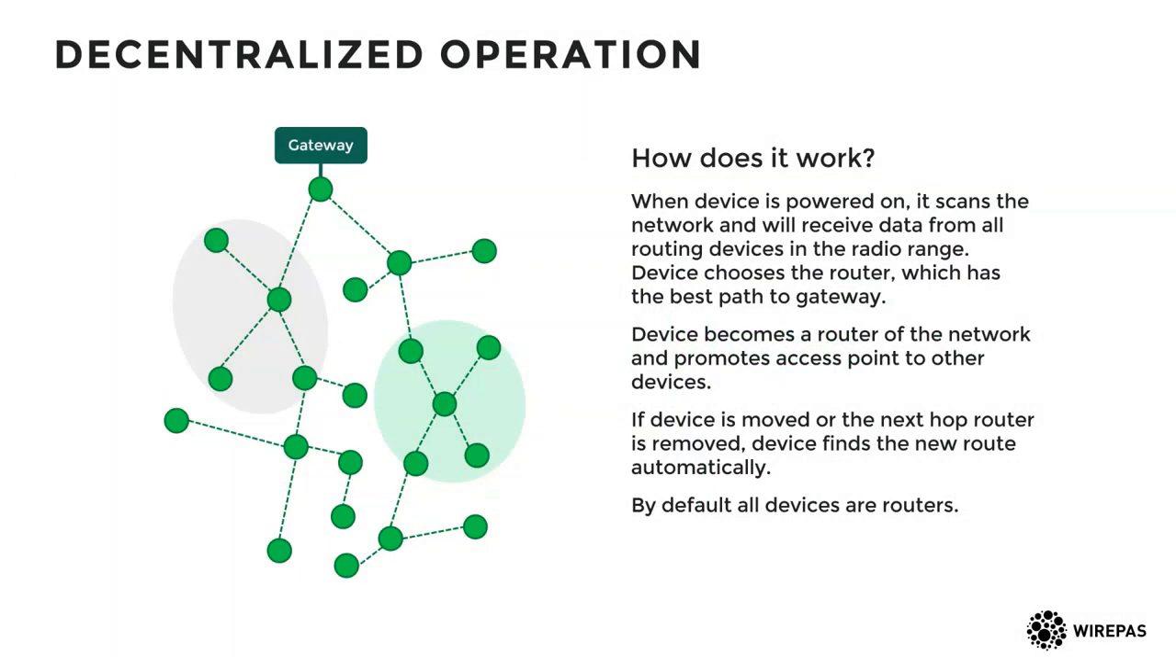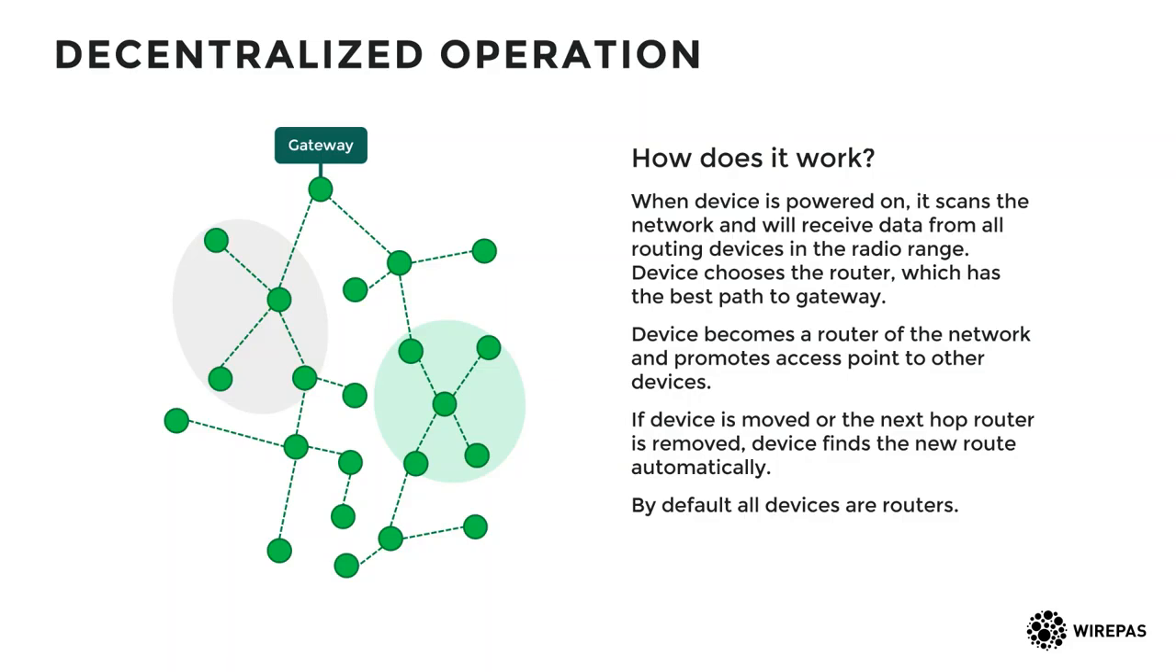So, in Wirepas, we've really focused on building a decentralized mesh network. That means when the device is powered on, it scans the network and receives data from the other routing devices around it, which are in range. And that device then chooses the routers that it connects to that have the best path to the gateway. That device can also become a router of that network automatically and becomes an access point for everything else to be able to route through if necessary.